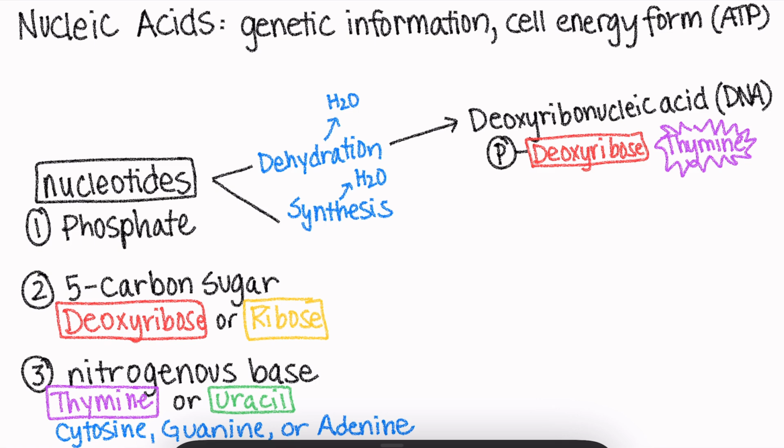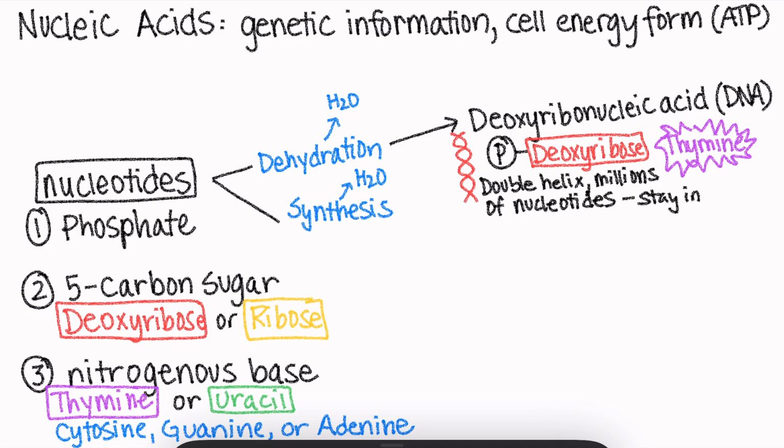DNA is double-stranded, like this. It's a double helix. The molecules are huge. You can have millions of nucleotides in one molecule or chromosome. And they have to stay in the nucleus. Dehydration synthesis of nucleotides can also form another nucleic acid called ribonucleic acid, or RNA.